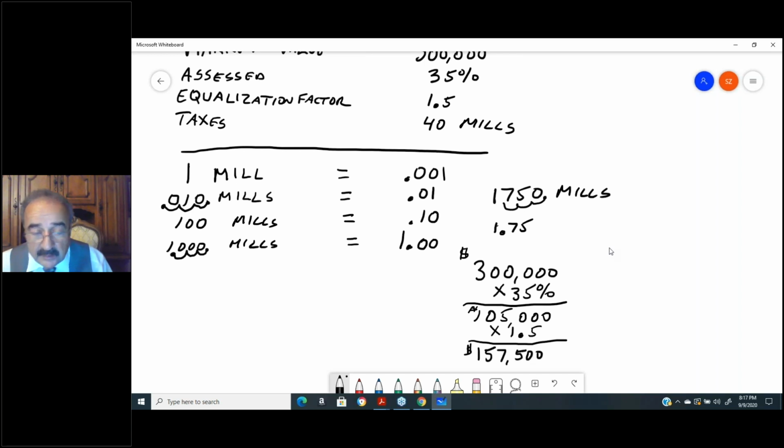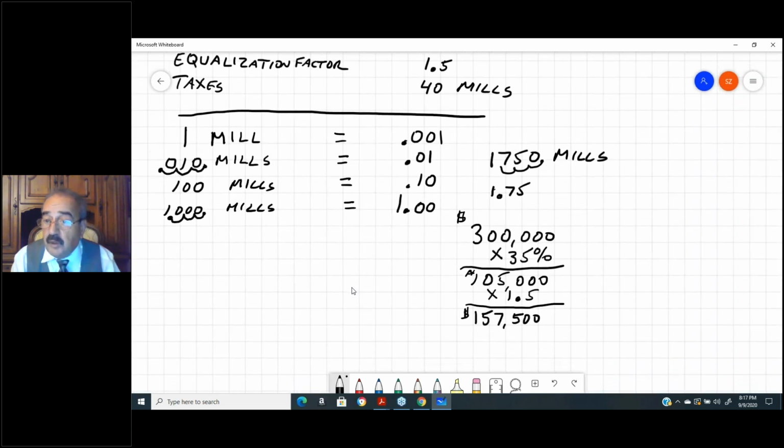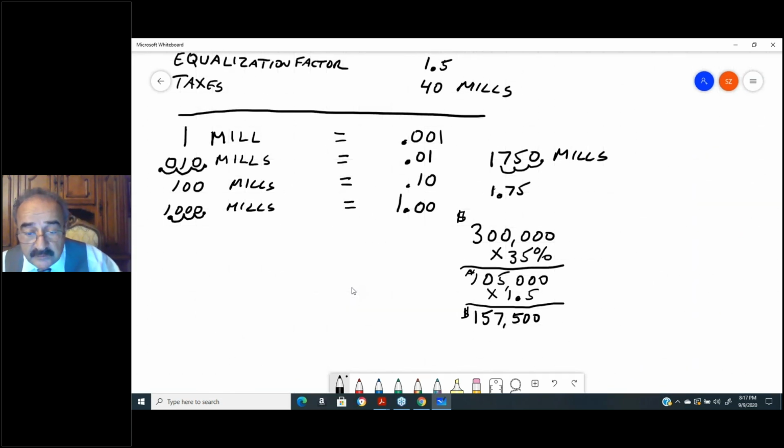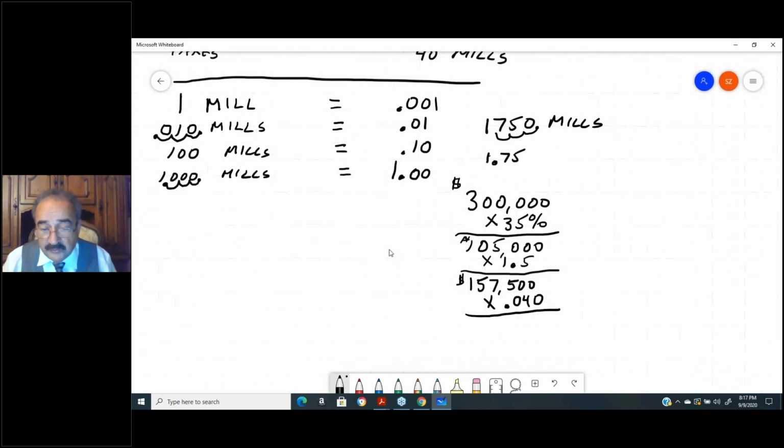157,500. Now the taxes are 40 mils. So mils, I have to multiply. So if I take $157,500 times 40 mils, which looks like 0.04 or 0.040, either one is correct. If I take 157,500 times 0.040, the answer comes out that the property taxes are $6,300.